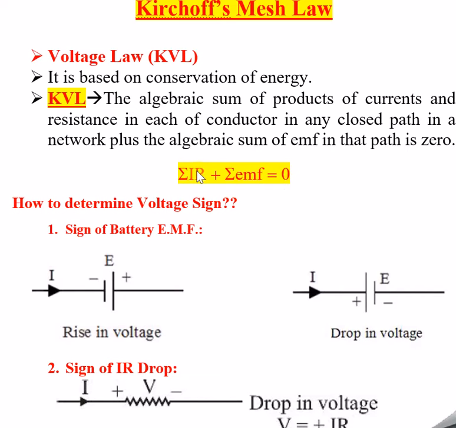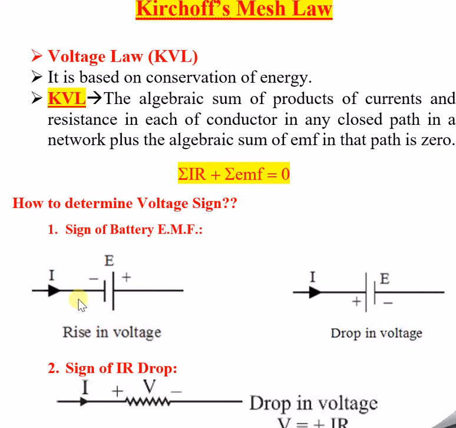Now the question arises: how to calculate this? The law is sigma IR plus sigma EMF is equal to 0. So how do we calculate each one of these? The first step is how to calculate the IR drop, or how to calculate the EMF. First we will deal with how to sum up the EMF, that is, the sign of the battery or EMF.